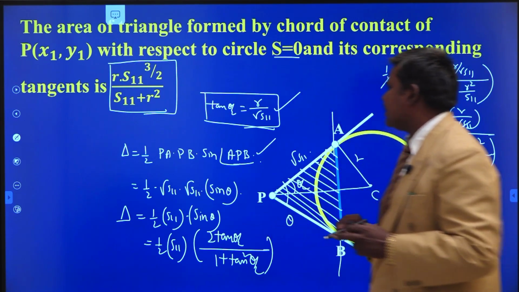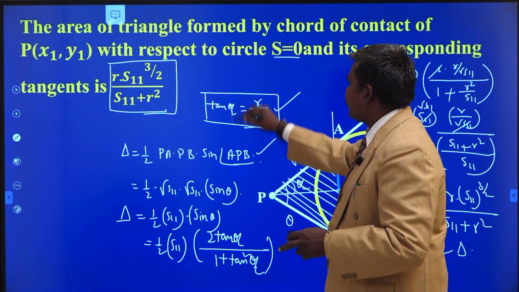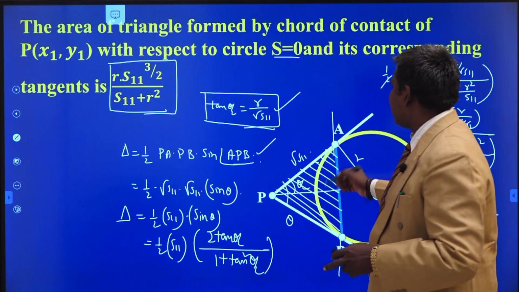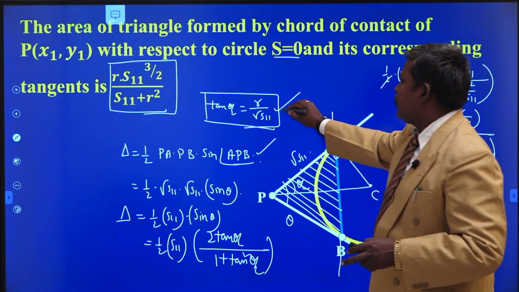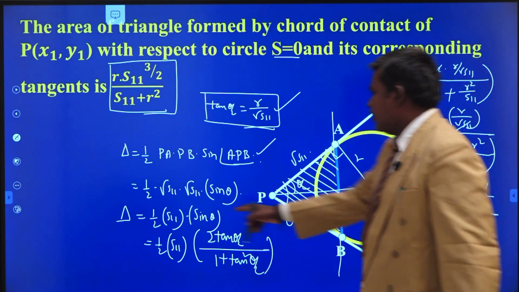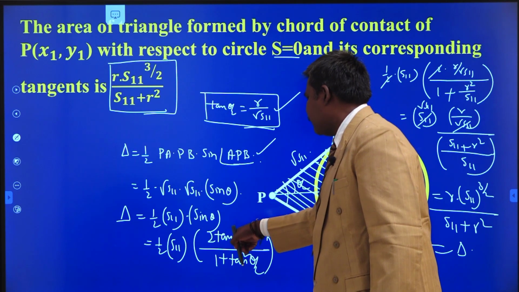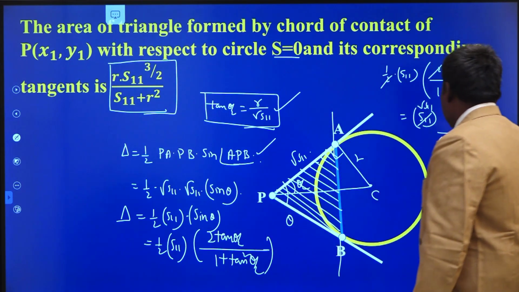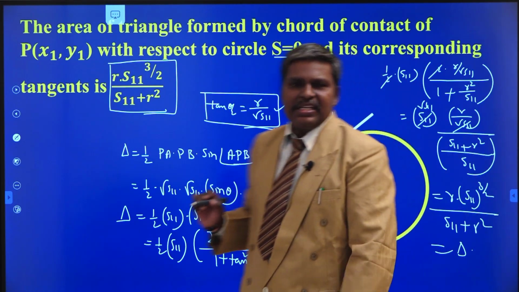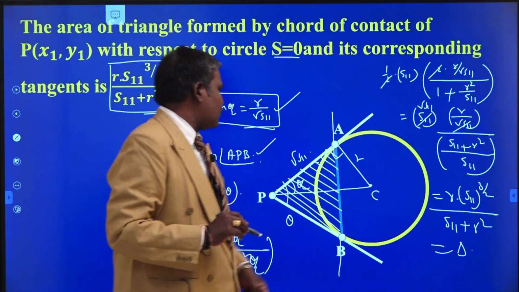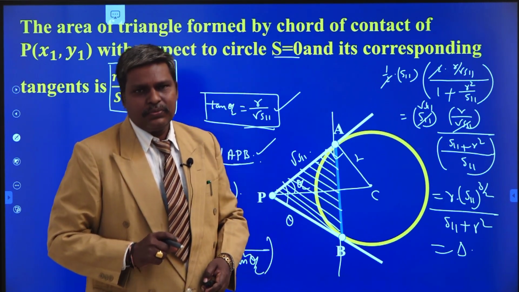The area of the triangle is half PA PB sine theta. Sine theta you have to convert in terms of tan theta by 2, because you have tan theta by 2 as R by root S11, since this angle is 90 degrees. Already we know the well-known formula. Therefore, delta is equal to half into S11 into sine theta. Keep the value of tan theta by 2 here itself. We obtain the area of the triangle formed by the chord of contact and its corresponding tangents as R into S11 whole to the power of 3 by 2 by S11 plus R square. Thank you.